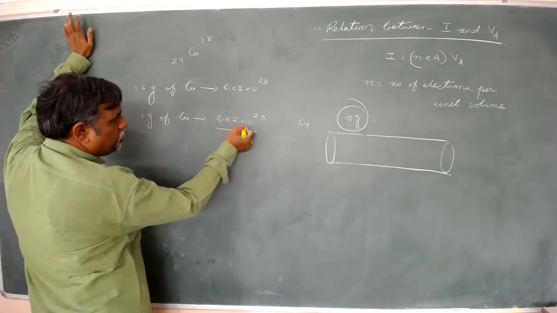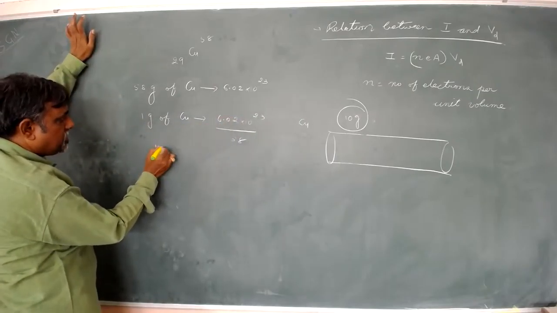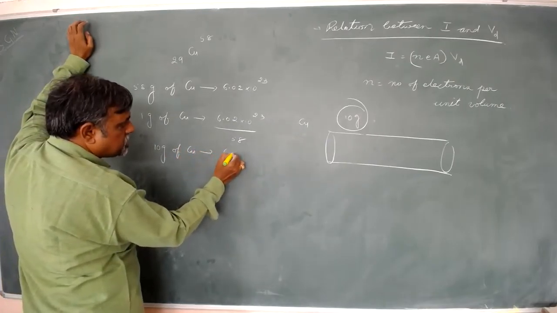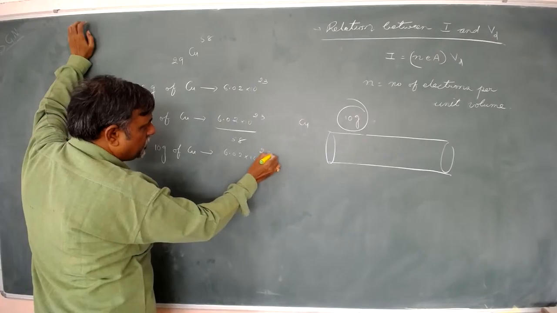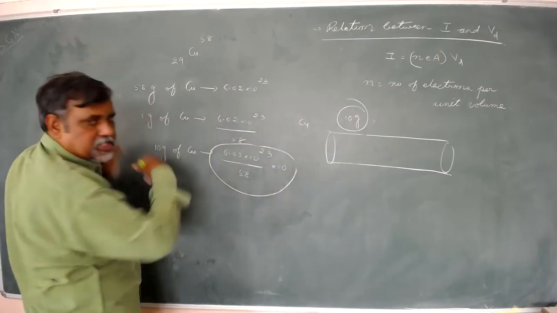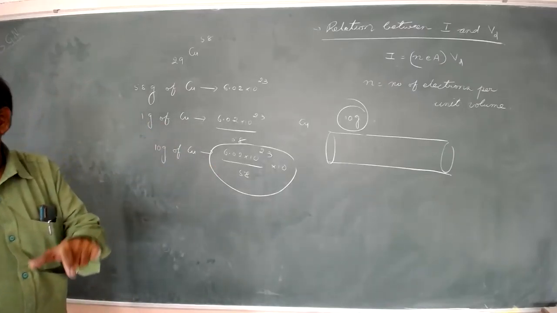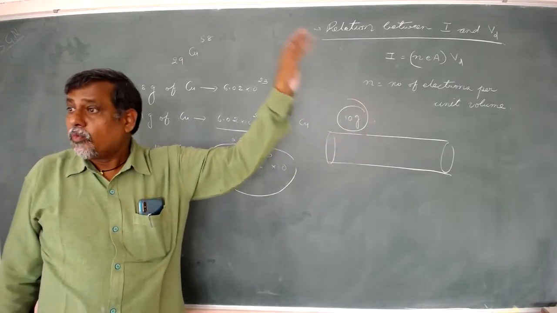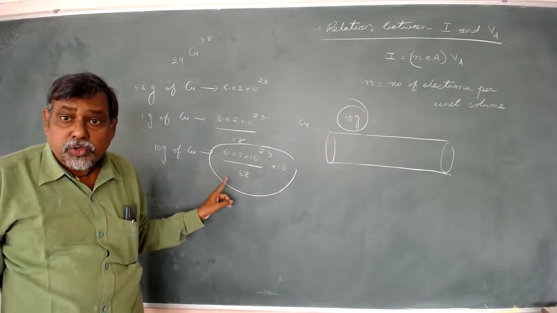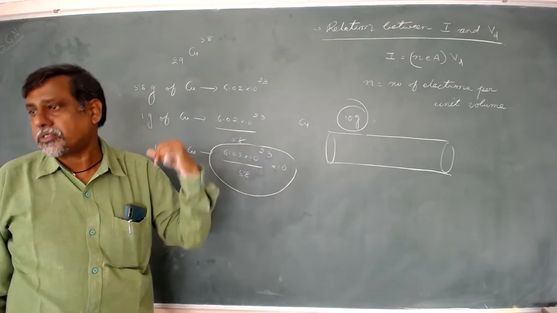So for 1 gram it is 6.02 × 10²³ divided by 58. How many grams have I given? 10 grams of copper contains how many electrons? 6.02 × 10²³ divided by 58 × 10. So this many particles are present, this many electrons are coming out. And ultimately, through the complete conductor, whatever electric current flows is due to this many electrons.